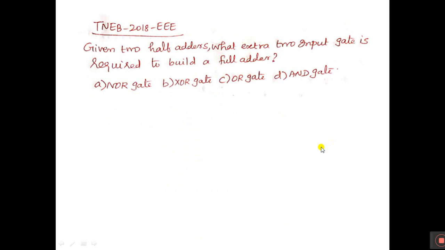Next question. This question was asked in TNEB, Tamil Nadu Electricity Board 2018, EEE Department. The question is, given two half adders, what extra two-input gate is required to build a full adder? The options given: option A NOR gate, option B XOR gate, option C OR gate, option D AND gate. The question is very simple, but it makes a little bit of confusion. Which extra two-input gate appears in the output?